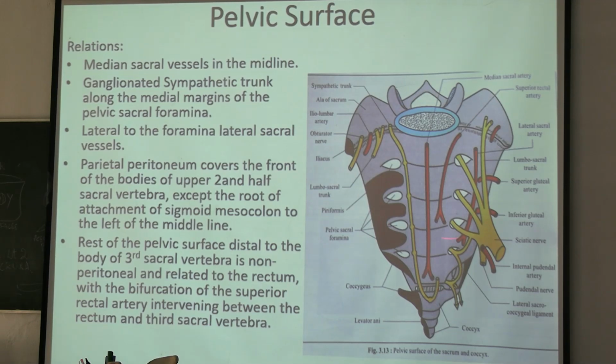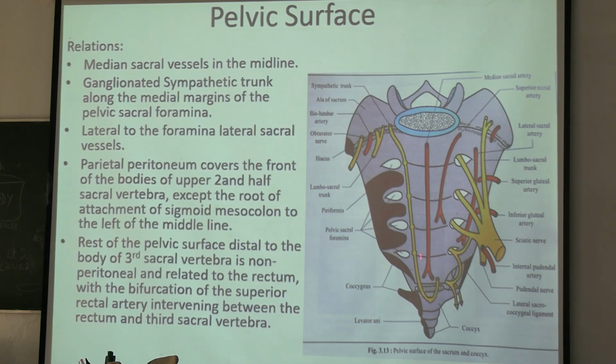See, all these structures are related to it. In the midline, there is median sacral artery. Here is the superior rectal artery. It is lying on one side. On the two sides, there are two sympathetic chains, and these two chains are joining to form a ganglion impar at the level of first coccygeal vertebra. So, this part is coccyx. Up to this level is the sacrum.